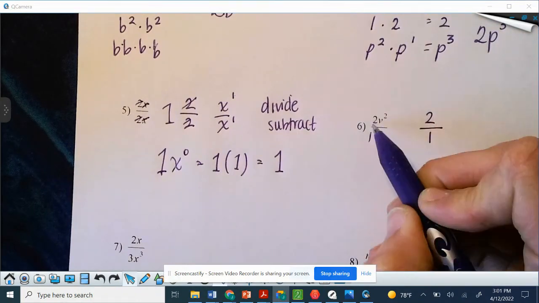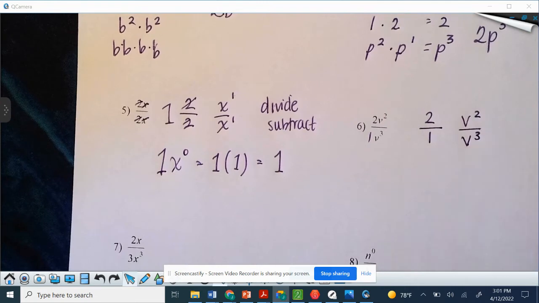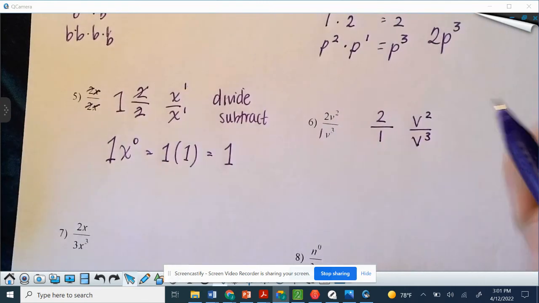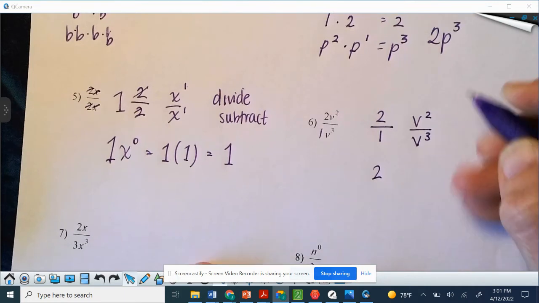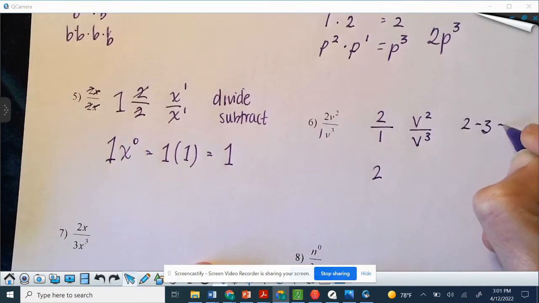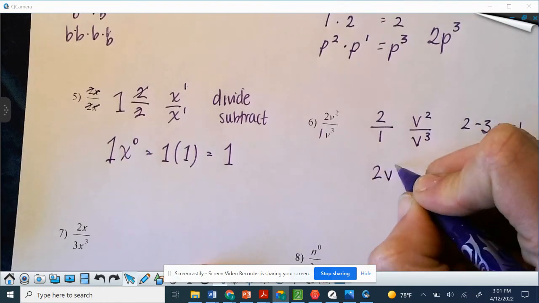So I have 2 over 1 numerically. The next variable is v, so I'm going to do v squared, and there's v cubed on the bottom. So 2 divided by 1 is still going to be 2. 2 minus 3, so top minus bottom. So 2 minus 3 equals a negative 1. So theoretically, that's going to be 2v to the negative 1.